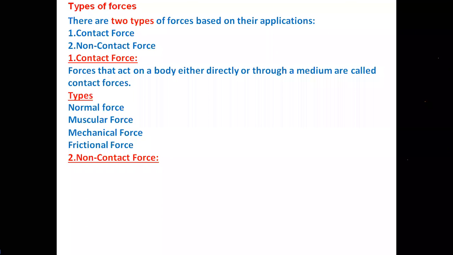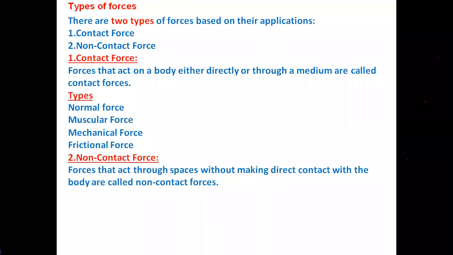Now we have a question, sir. Without contact, how can we get the force, and how is the non-contact force acting? Let me explain. First of all, go to the definition. It is a force that acts through space without making direct contact. It is acting through space also. Even though there is no direct contact, the force exists, or the force is acting on one body by another body.